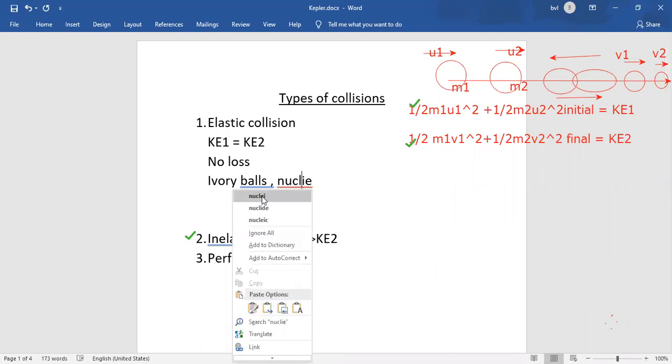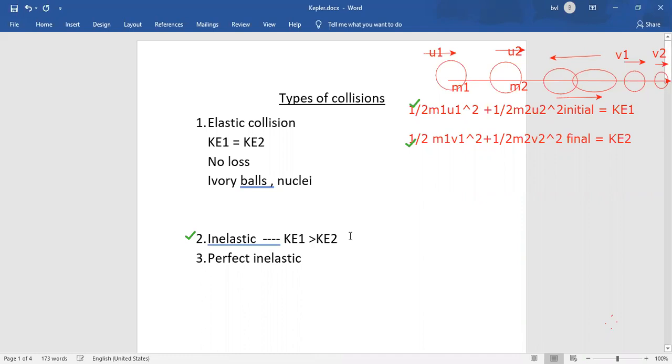Now for inelastic collision, all ordinary, normal collisions are inelastic. Okay, so this is about the inelastic collision. So here there is a loss in energy during inelastic collision. Energy is lost, but there is no loss in energy for elastic collision. During the elastic collision, no loss, but in inelastic collision, there is a loss in energy.